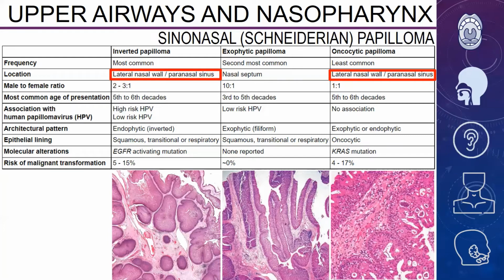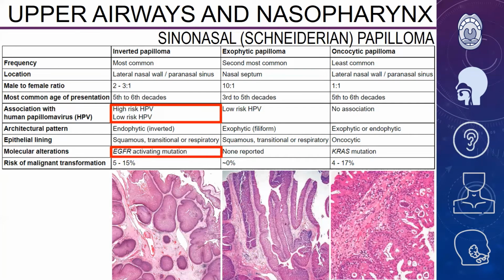Sinonasal papillomas are most common in males between 30 to 60 years of age. The endophytic variant, or your inverted papilloma, may invaginate into the underlying stroma. The inverted and oncocytic papillomas occur almost exclusively on the lateral nasal wall and are unilateral. Most endophytic sinonasal papillomas have EGFR gene mutations. The remaining cases generally harbor HPV DNA, often low risk types 6 and 11.